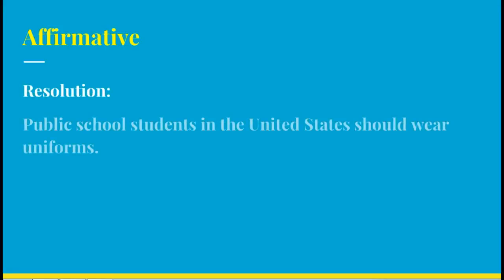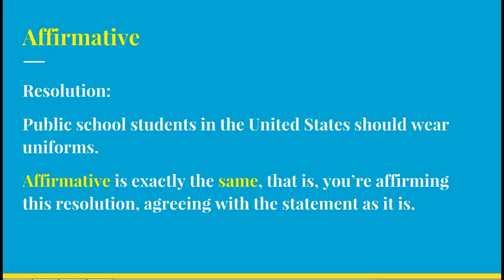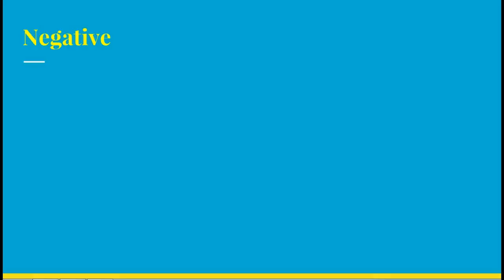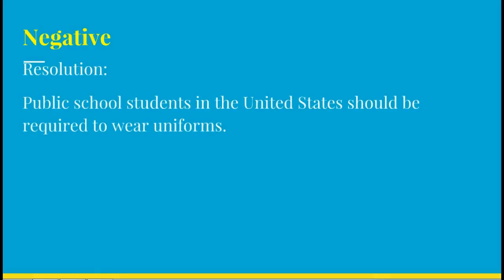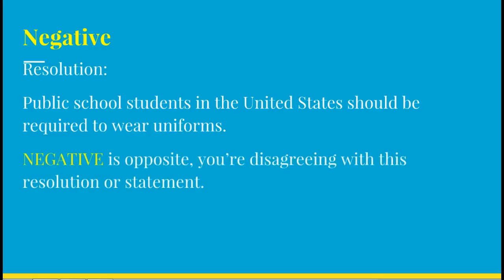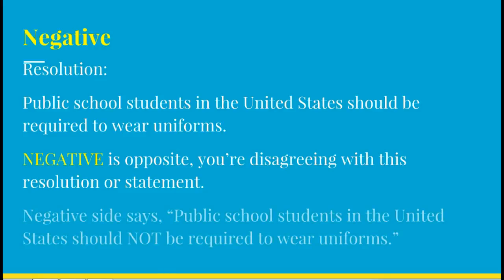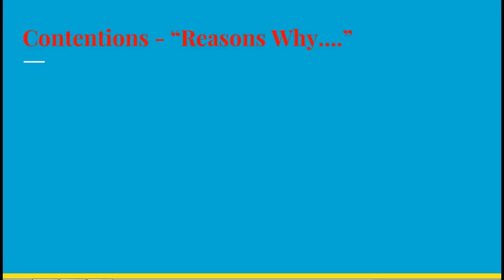People who agree with the resolution are on the affirmative side. So if the resolution is public school students in the United States should wear uniforms, the affirmative is exactly the same. The affirmative agrees with this resolution, agrees with the statement as is. Whereas the negative will take the same resolution, public school students in the United States should be required to wear uniforms, and turn it into the negative or opposite opinion. People on the negative side disagree with the statement as is. So when you write your negative side, you will say, public school students in the United States should not be required to wear uniforms.